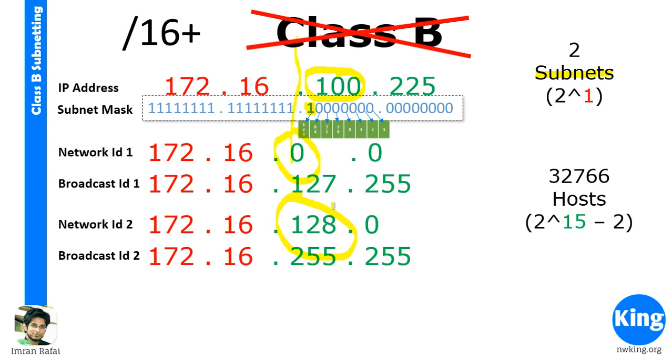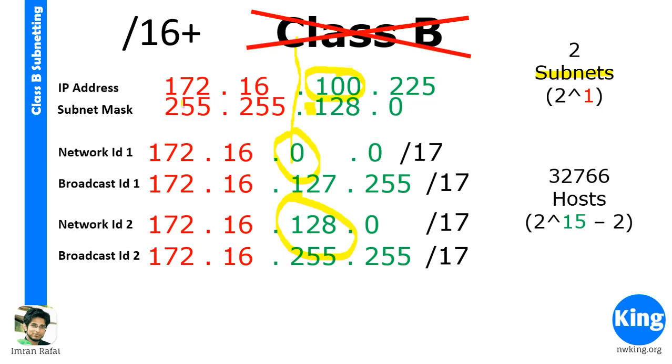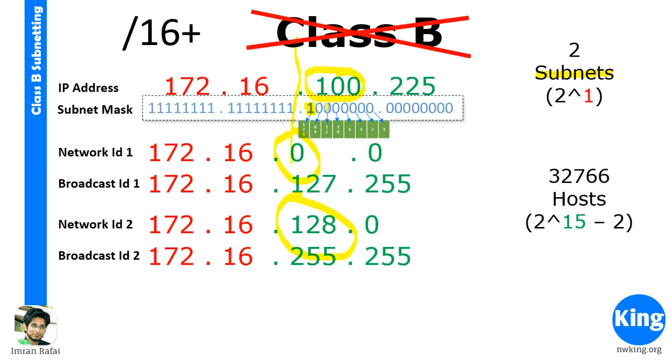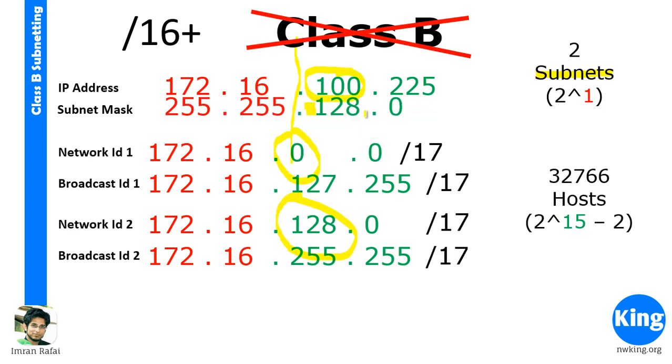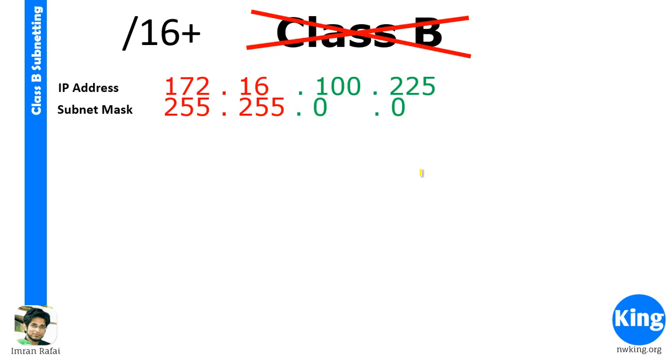Because of this borrowing, what happens to our subnet mask? Our subnet mask is 255.255.128.0, because this 10000000 is 128.0, and that is nothing but /17 because we borrowed 1 bit. It's very easy. I don't know why people think it's such a big deal. I don't think so. It is very simple. All you need to know is the basics, and that's how easy it is. Okay, let's try another example.